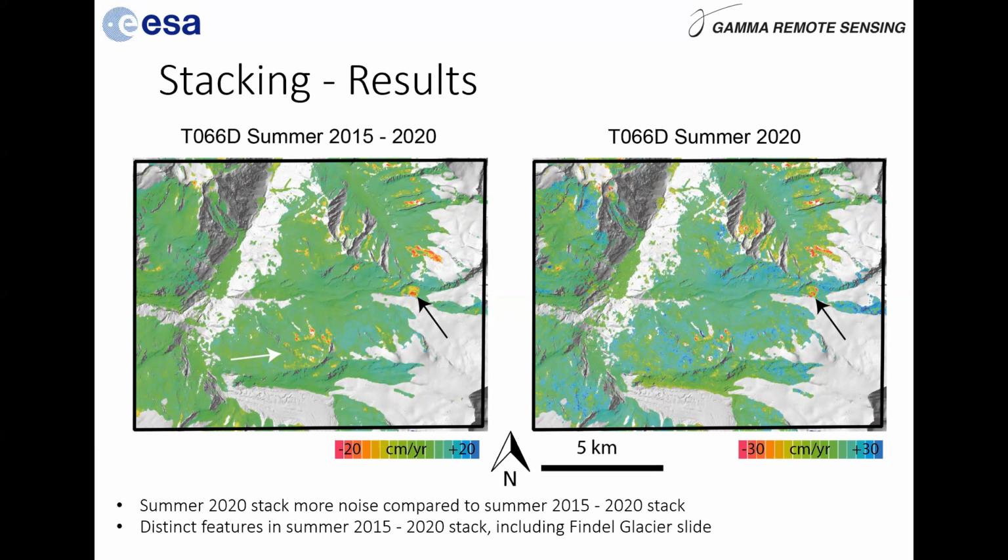This is due to higher noise levels as a significantly smaller amount of input images is used and thus less mitigation of random artifacts occurs. Black arrows again indicate the sliding complex on the Findel Glacier.